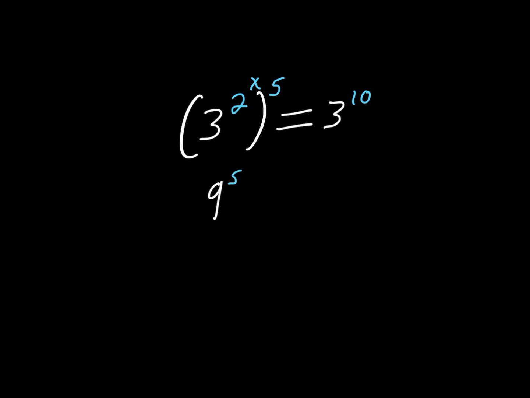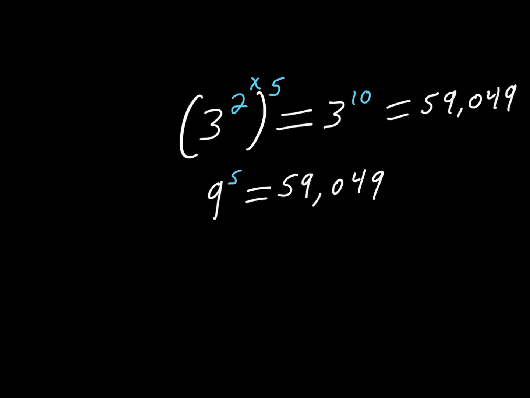If we wanted to, we could figure out what 3 to the 2nd power is, and we know that equals 9. And then what's 9 to the 5th power? We could pull out our calculators and see what 9 to the 5th power is just to save us some time. So 9 to the 5th power equals 59,049. Now, what's 3 to the 10th power? It should be the exact same answer. So let's, again, pull out our calculators, go 3 to the 10th power. This equals 59,049. So this is the easier way of doing it. You can just multiply these two exponents, and it'll save you some time.